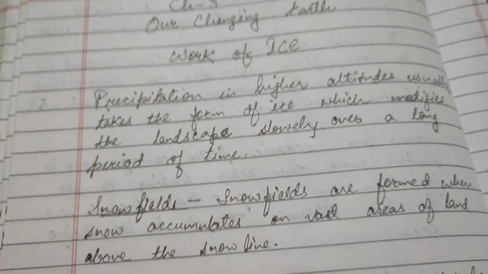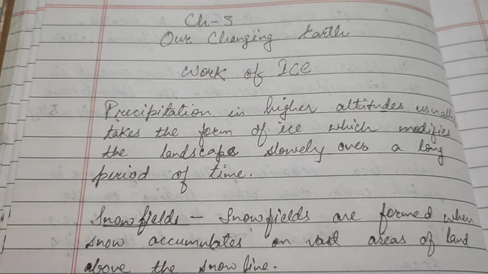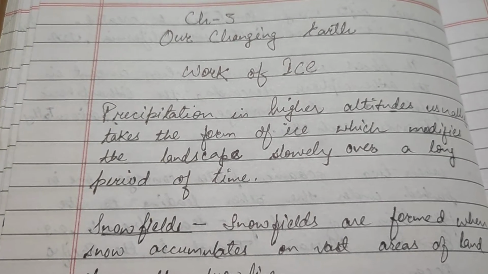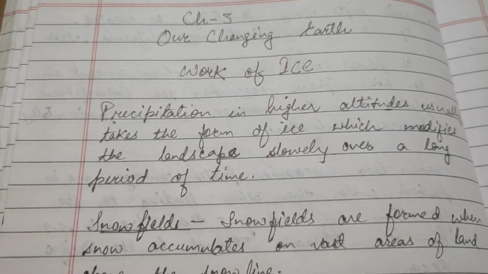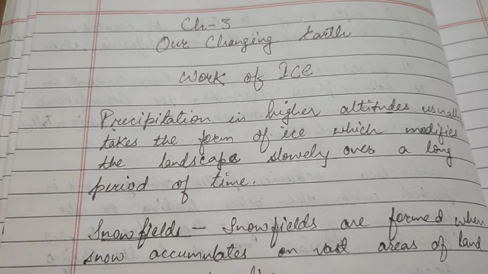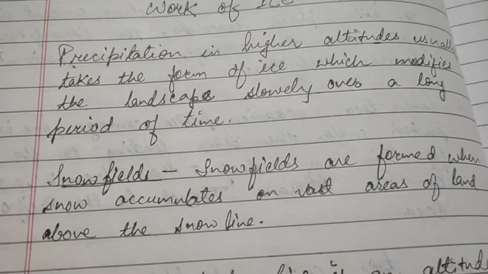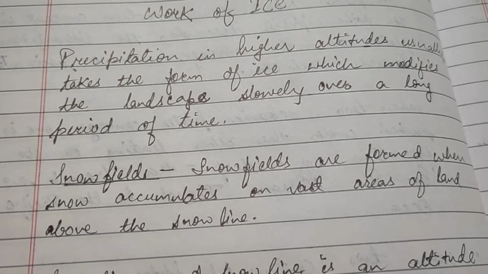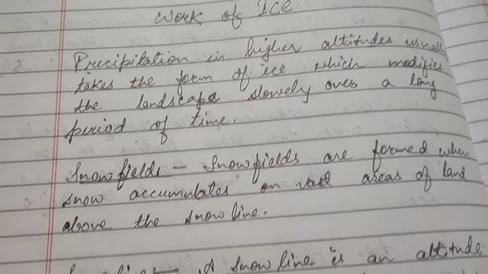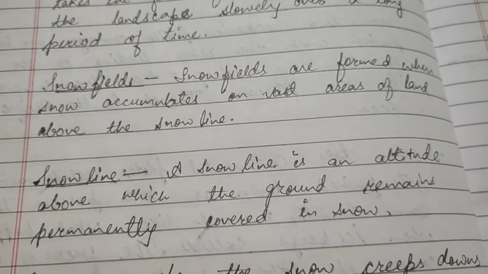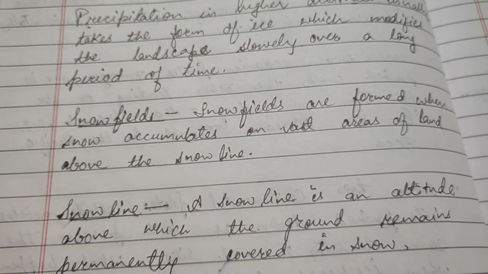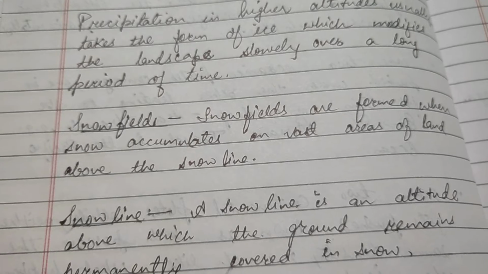Students, you know, precipitation in higher altitudes usually takes the form of ice, which modifies the landscape slowly over a long period of time. Snowfields are formed when snow accumulates on vast areas of land above the snow line. And what is snow line? A snow line is an altitude above which the ground remains permanently covered in snow.